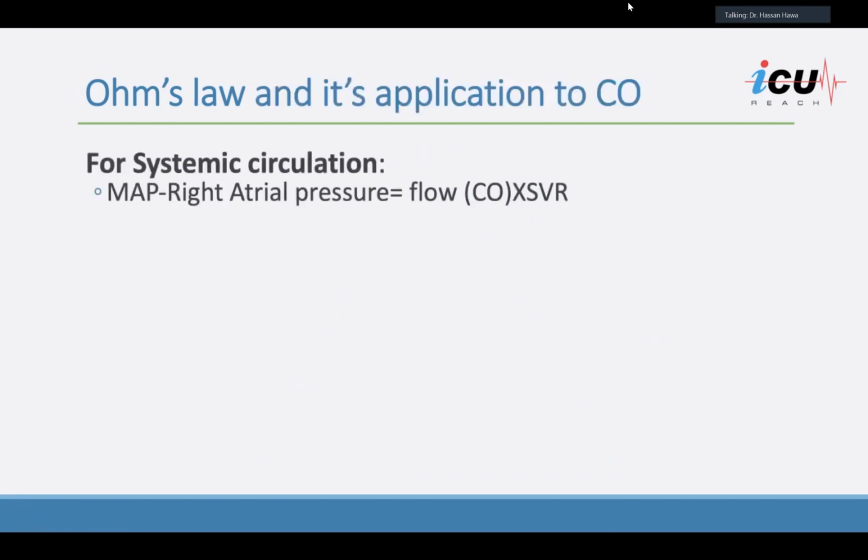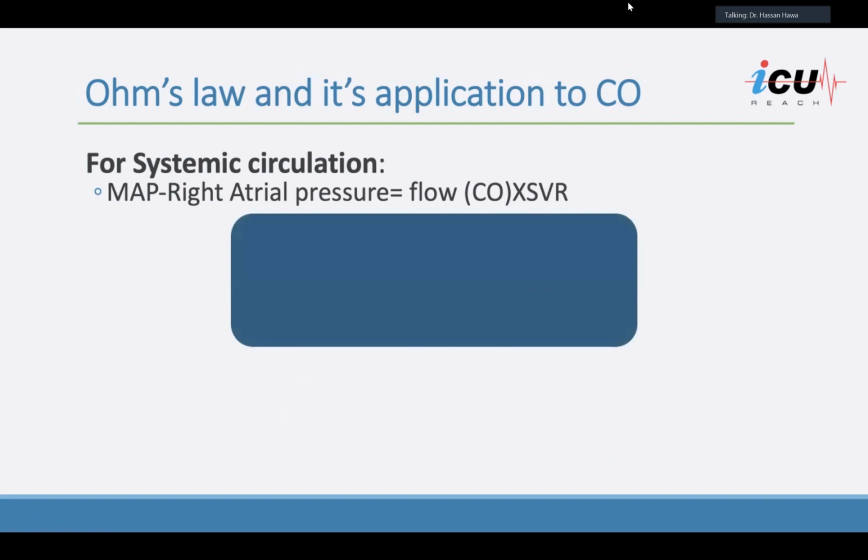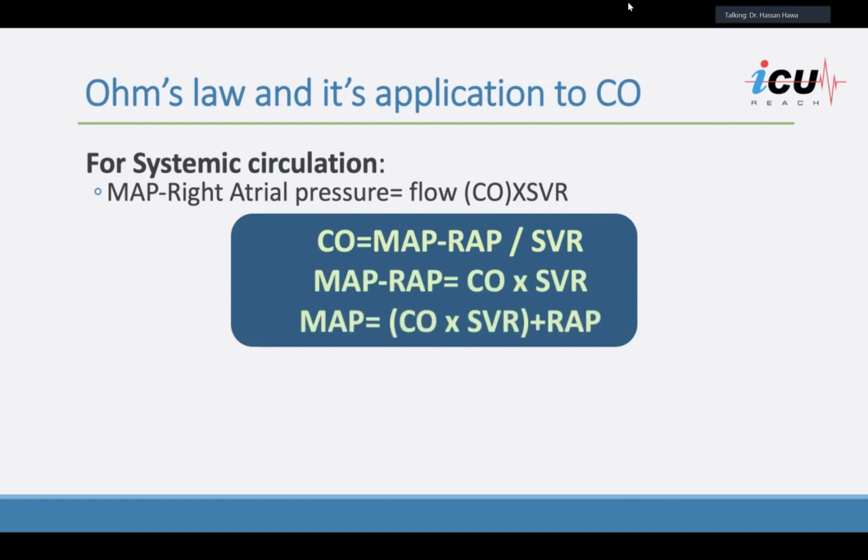Now, based on what we can deduce from Ohm's law, we can say that for systemic circulation, the mean arterial pressure minus the right atrial pressure, i.e. the CVP, would equal the cardiac output times the systemic vascular resistance. Or we can put the equation the other way: cardiac output equals the delta pressure divided by systemic vascular resistance.